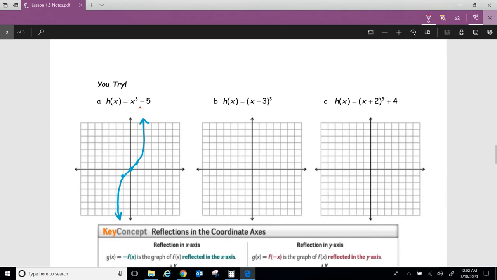All right, for this one, we're outside of the function. It's -5. That means we're going to go down 5. So I'm going to go 1, 2, 3, 4, 5 down, put a dot. There's one point, here's the other point, and I'm going to make an S that's going through them. All right.